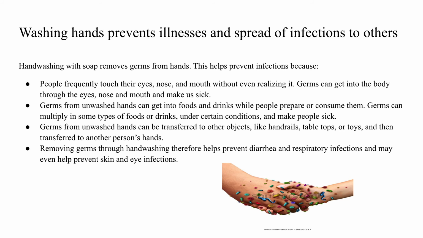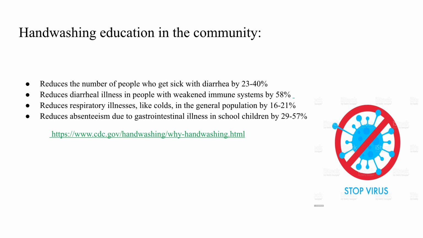Germs from unwashed hands can get into foods and drinks while people prepare or consume them. Germs can multiply in some types of foods or drinks under certain conditions and make people sick. Germs from unwashed hands can be transferred to other objects like handrails, tabletops, or toys, and then transferred to another person's hands. Removing germs through hand washing therefore helps prevent diarrhea and respiratory infections, and may even help prevent skin and eye infections.